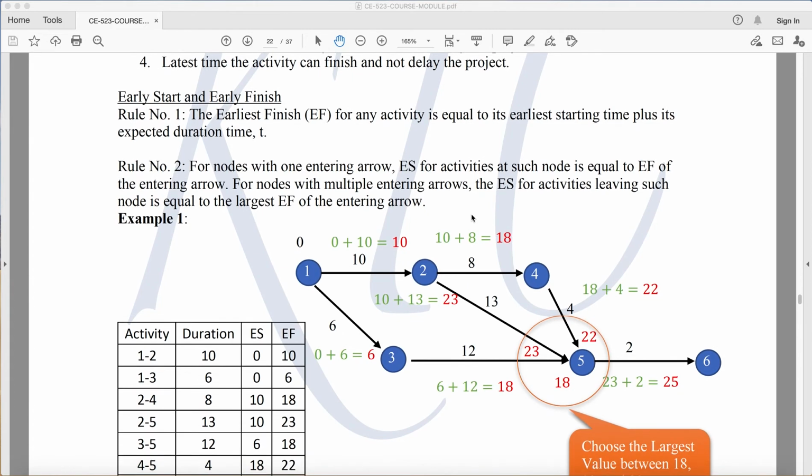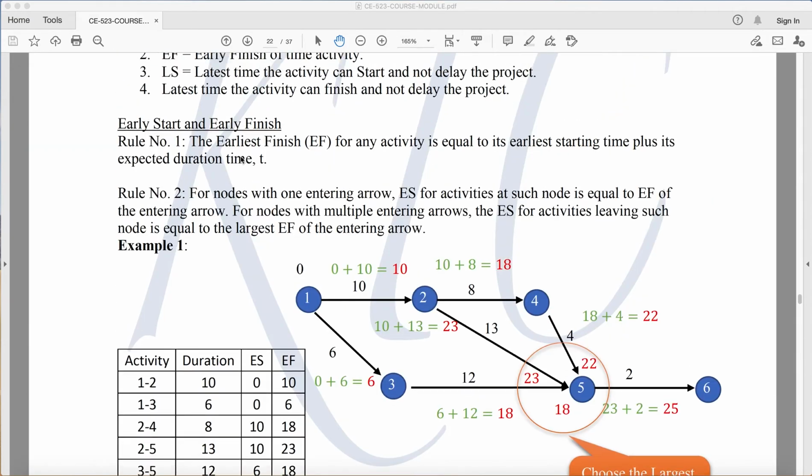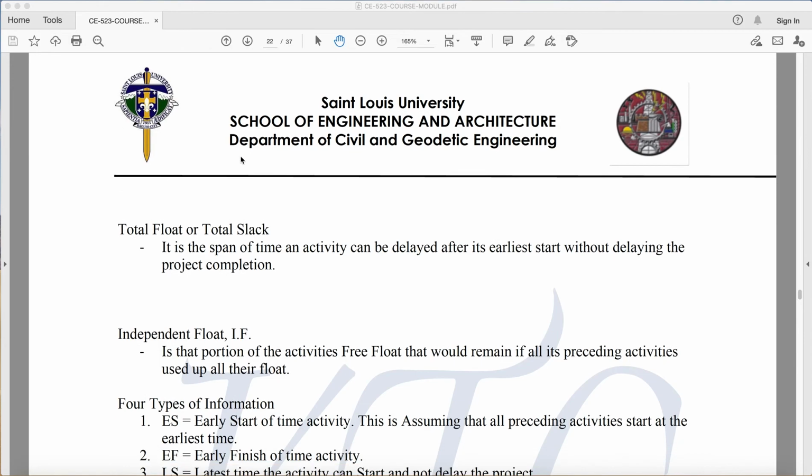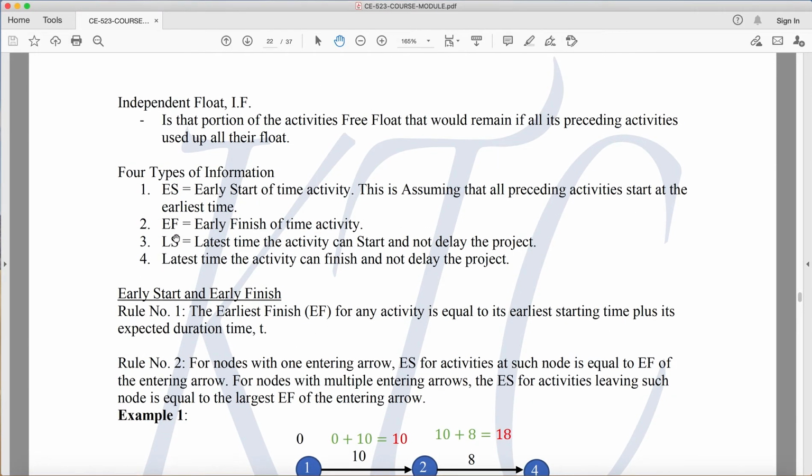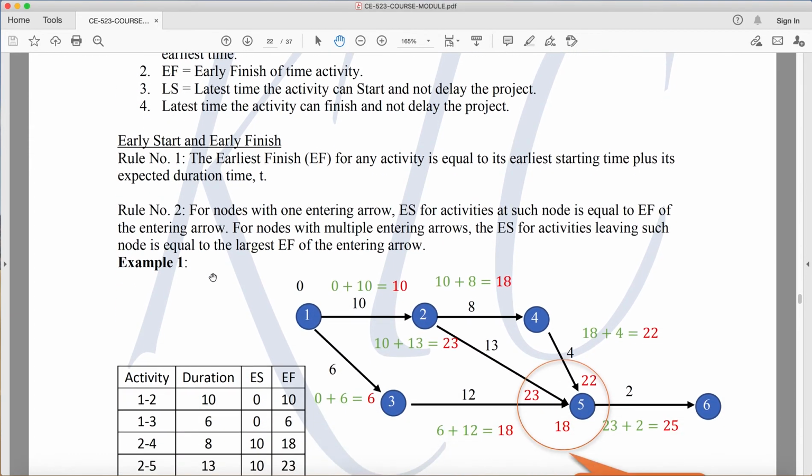So we start with our early start, early finish. Take note, the combination here is early start, therefore you can have an early finish. But if you will have a late start, then you will have here a latest finish. This should be LF. LS, LF. ES, EF. LF, LS. Okay, so we try this. But before that, let's see the rules.